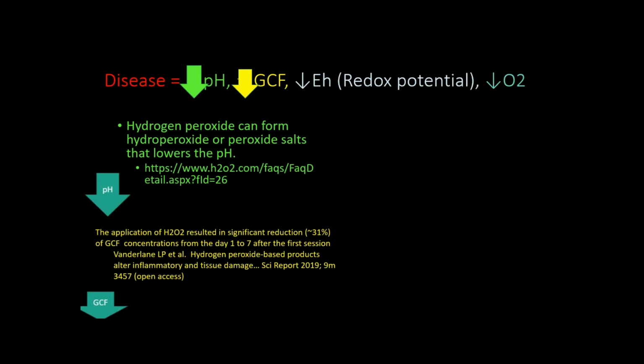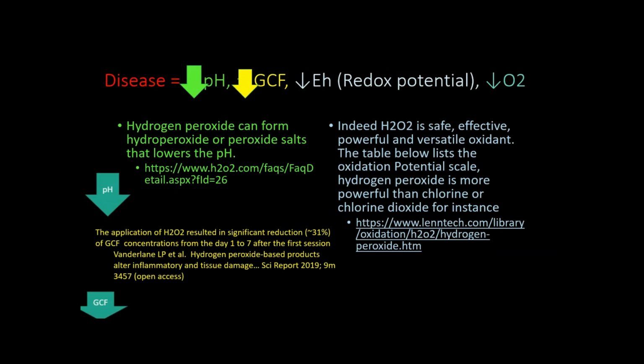All right, the redox potential. Well, it's decreased in disease, but look what hydrogen peroxide does. It's one of the most powerful oxidants. It reverses this disease process. It elevates the redox potential and reverses the process of disease. And obviously, hydrogen peroxide breaks down to water and oxygen, so you can reverse your oxygen decrease to elevate your oxygen presence.